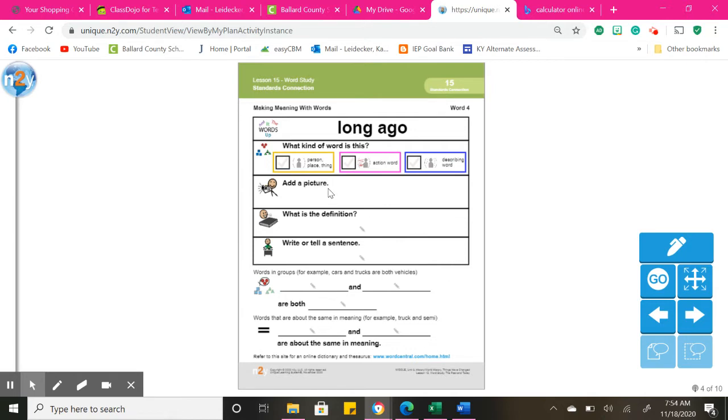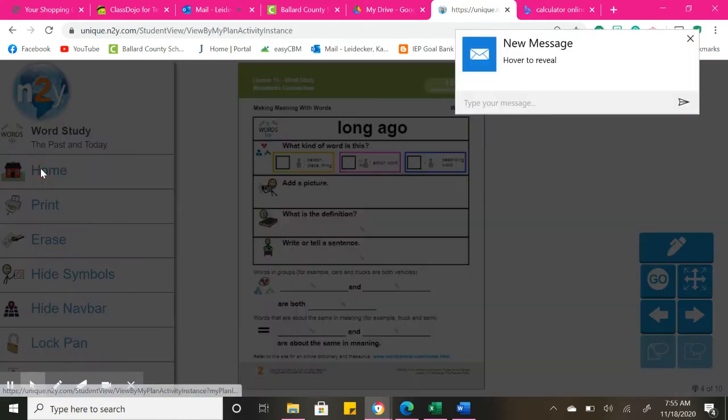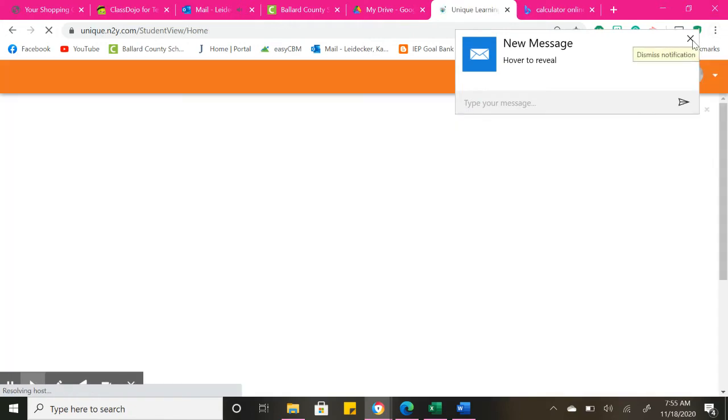And remember, we can't add a picture, but you can look for a picture online. We just can't copy and paste it in there. And then what is the definition of that? And then write it in a sentence. So all you have to do is write the definition and then write it in a sentence using this word. 3 of them. Only 3.